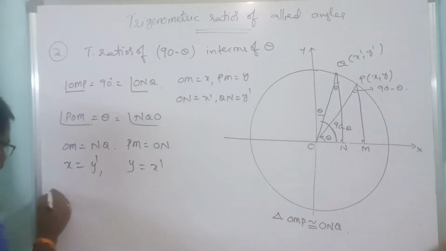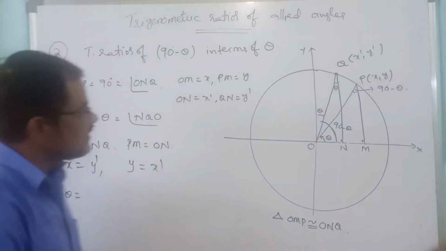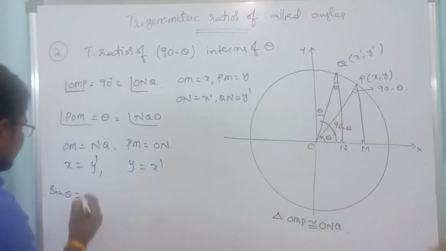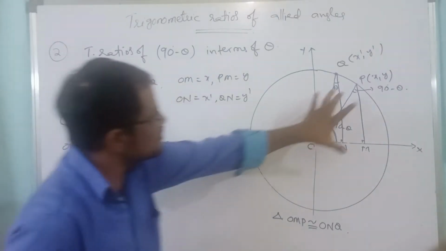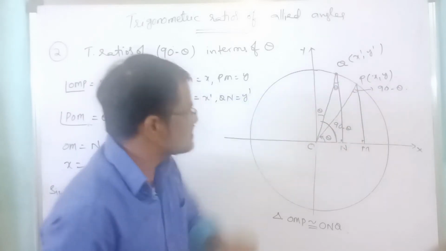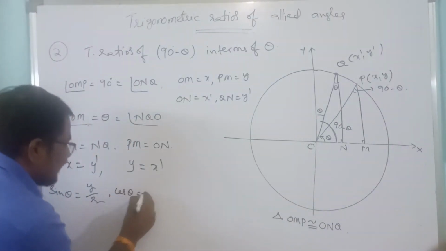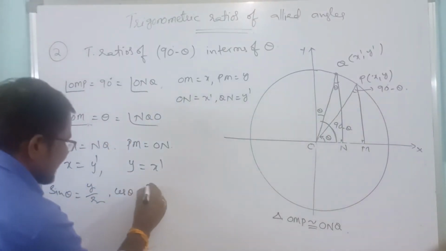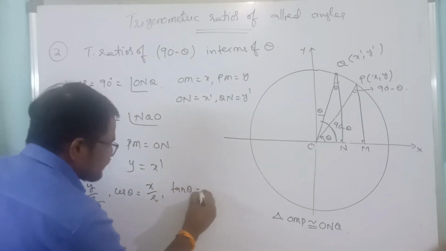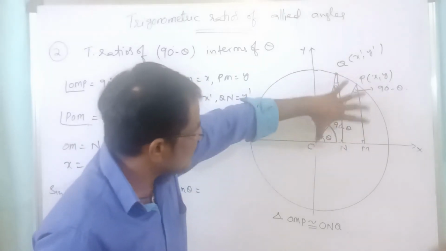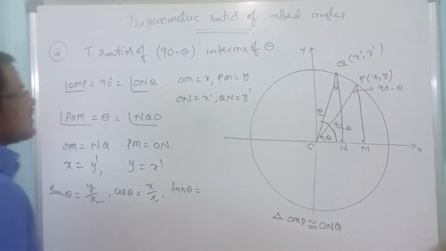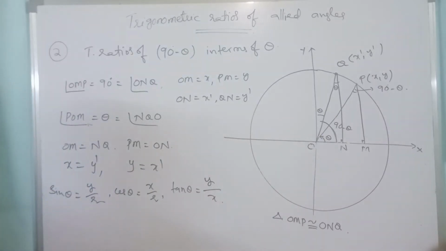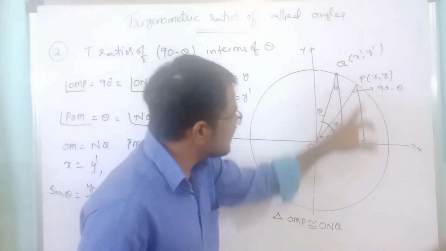Right? Now from this triangle OPM, what about sin theta? Y by R, opposite side by hypotenuse. Next, cos theta is adjacent side by hypotenuse, adjacent side is OM by OP, that is X by R. Next, tan theta equals opposite side by adjacent side, PM by OM, so PM is Y and OM is X, right? This is from triangle OPM.